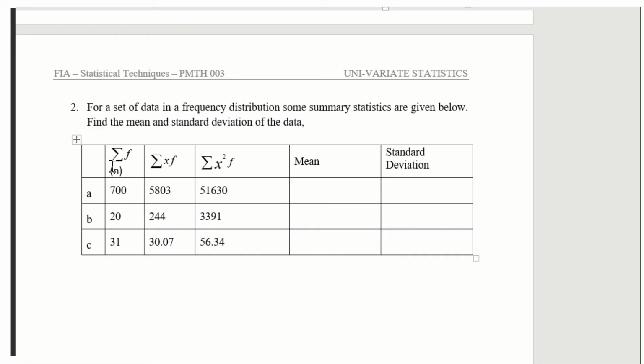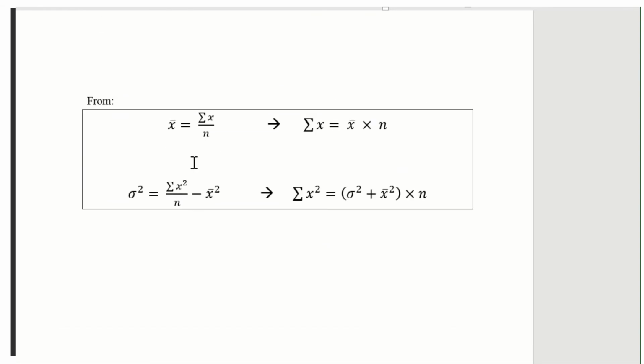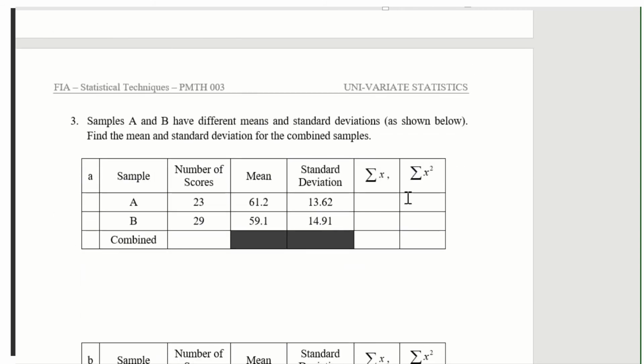Moving forward to question 3a. This is the formula I want you to put in your mind. This is the formula I was going through just now. How to find sigma x, how to find sigma x squared. It will be very, very useful now. Understand? Right now.